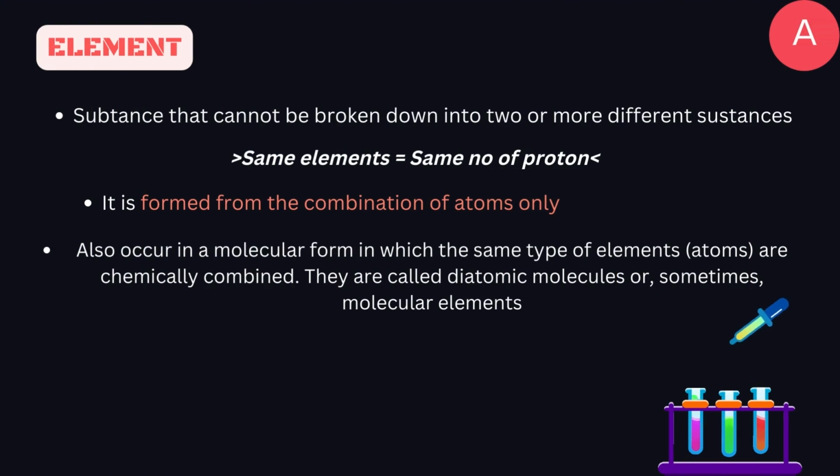Next is element. Element is a substance that cannot be broken down into two or more different substances. You guys must remember that the same element has the same number of protons. It is formed from the combination of atoms only. It can also occur in a molecular form in which the same type of elements are chemically combined. They are called diatomic molecules or sometimes molecular elements.